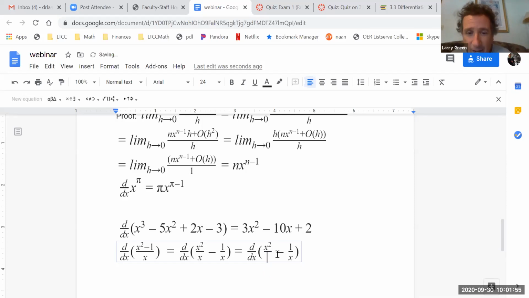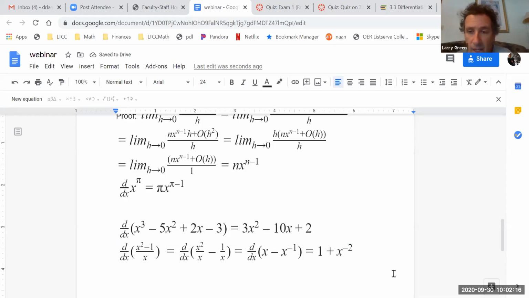Yeah, x squared over x is just x. And then 1 over x is x to the negative 1. Now we can use the power rule. That's just going to be 1, and then we have a minus a negative 1, or plus x to the negative 2. And I'm done. Any questions on that example?